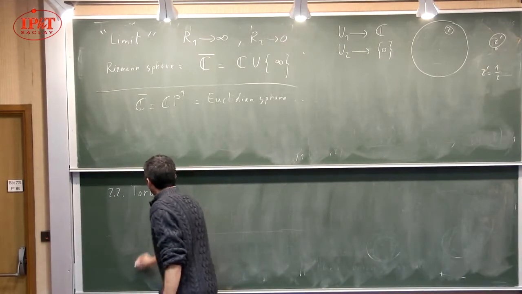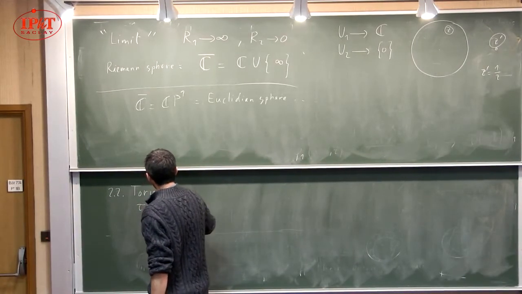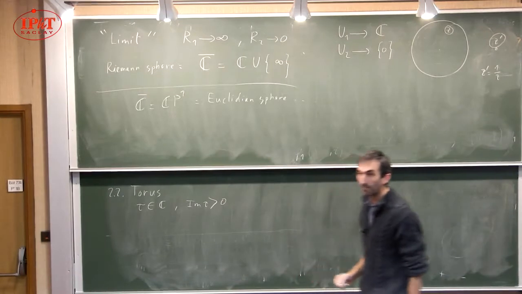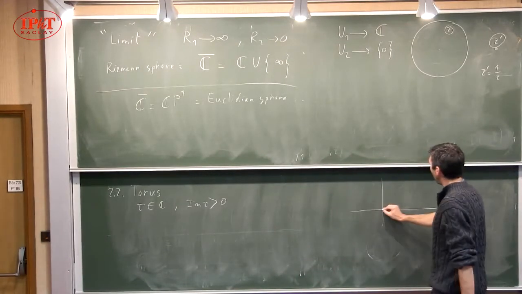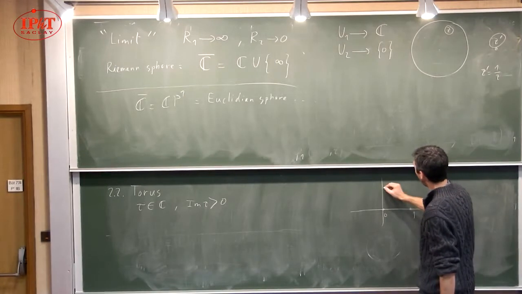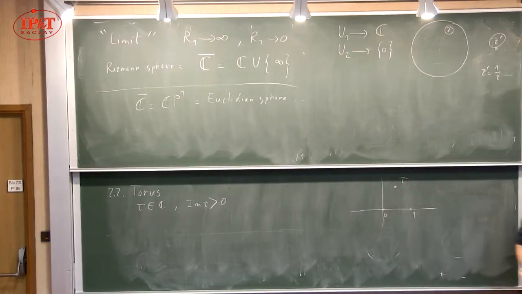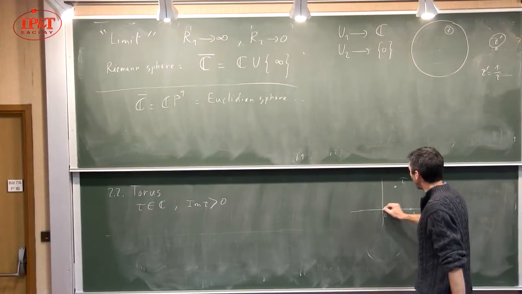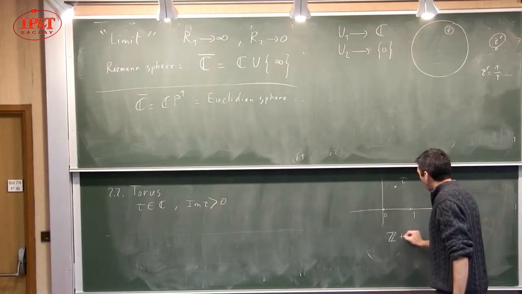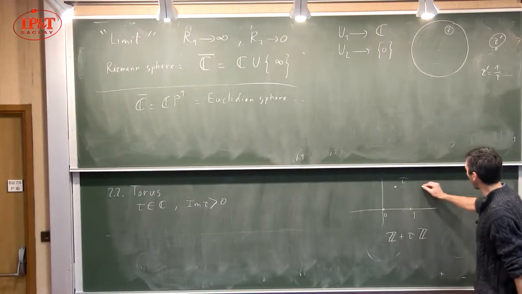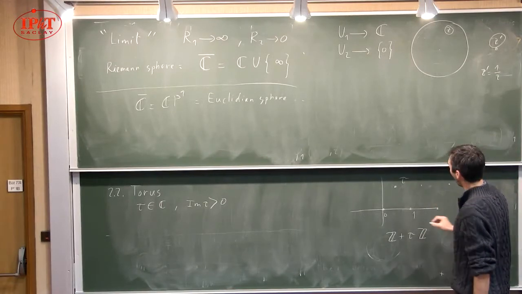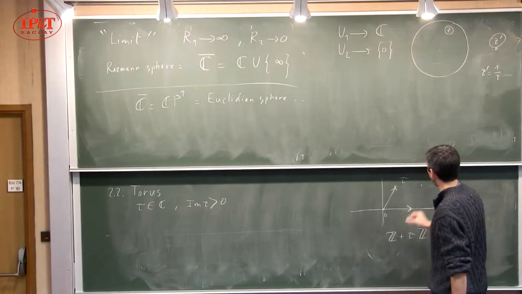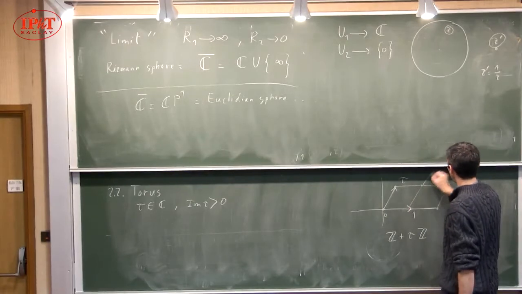The torus. So choose tau belonging to C such that its imaginary part is strictly positive. So in my complex plane, 0, 1, and I take tau somewhere here. And I will draw the lattice. I will consider the lattice Z plus tau Z. Z plus tau Z is the set of points which I get from 0 by shifting either by this vector or by this vector.